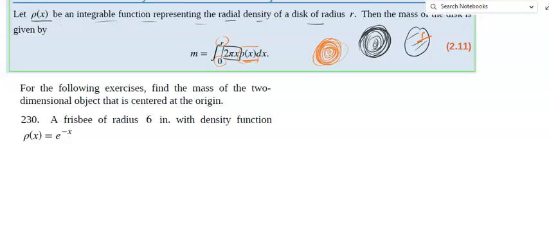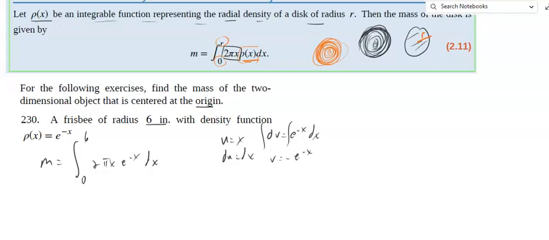For the following exercise, find the mass of the two-dimensional object that is centered at the origin. A frisbee, well, we know what that is. That's a disk, radius 6 inches. Here the mass is the integral from 0 to 6 of 2 pi x e to the negative x dx. Integration by parts once. Let u equal x, so du would be dx. Let dv equal e to the negative x dx.